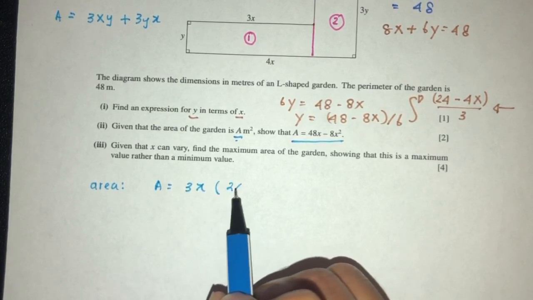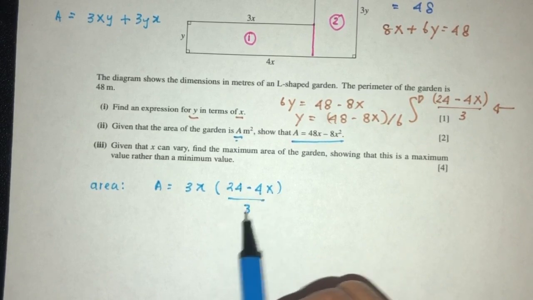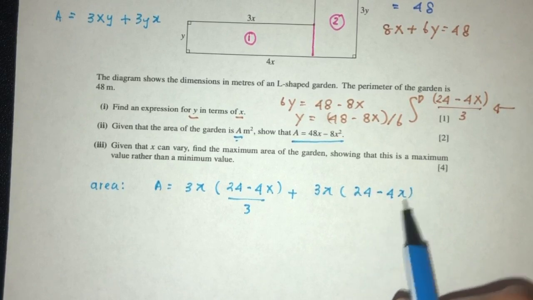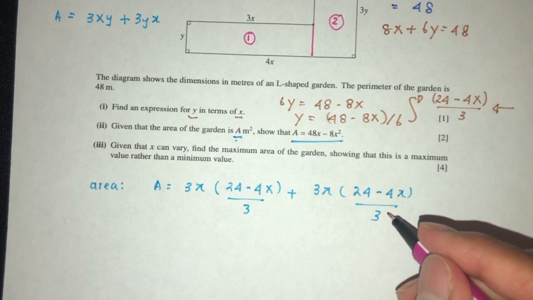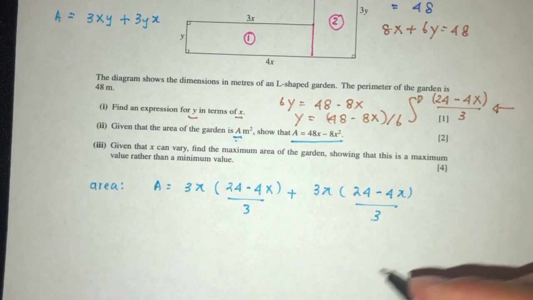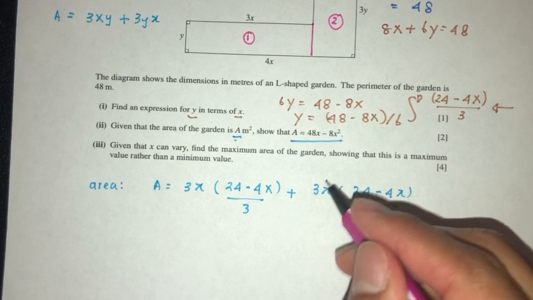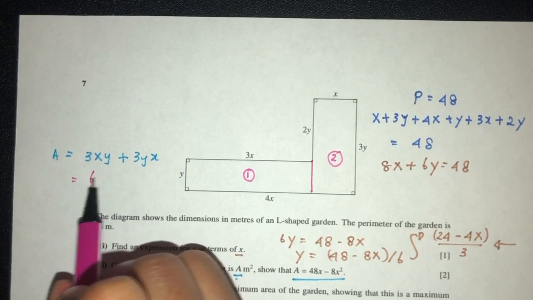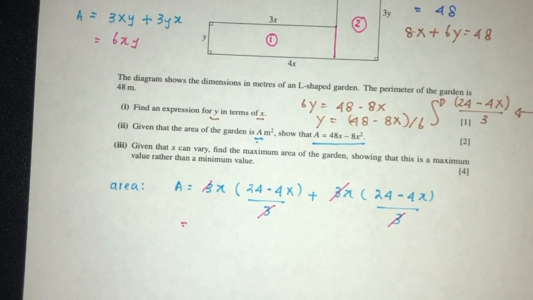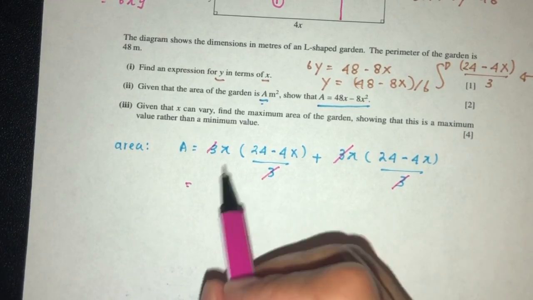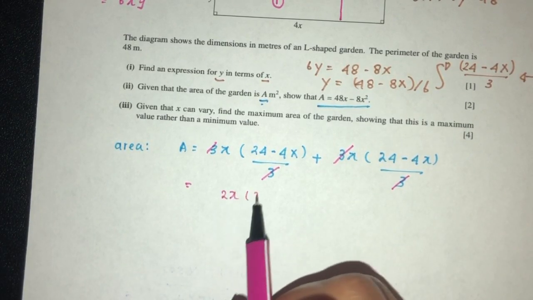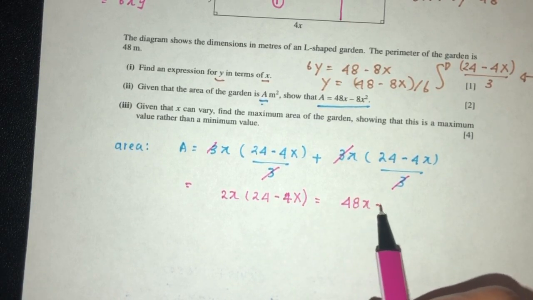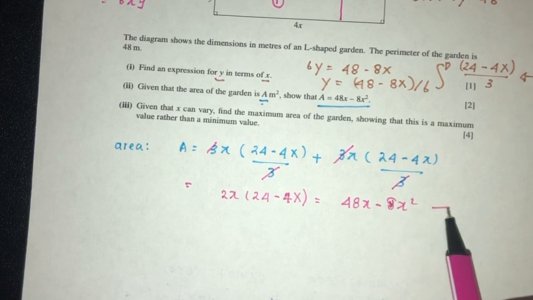3xy, y is (24 minus 4x) over 3, plus 3x times y, (24 minus 4x) over 3. Now simplify, these two will obviously cancel out. Oh, they're the same actually, so these two are actually the same. As you can see, this is the same, that will be 6xy. Right, so I guess that was more simple than I thought. So I will combine, that should be 2x times (24 minus 4x). Expand, you will have 48x minus 8x squared. This is shown as required.